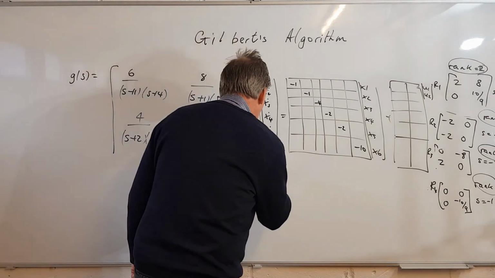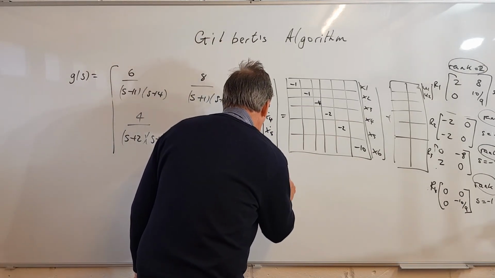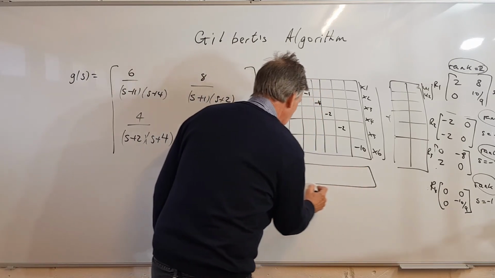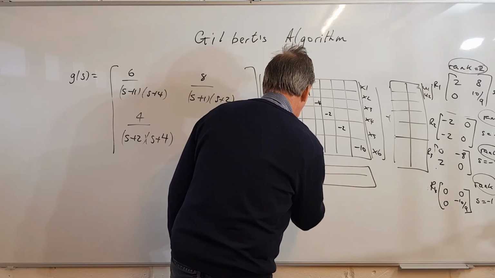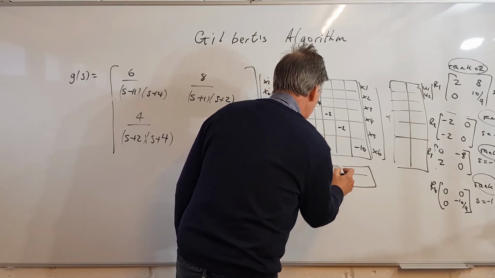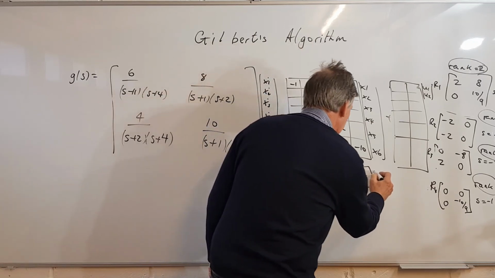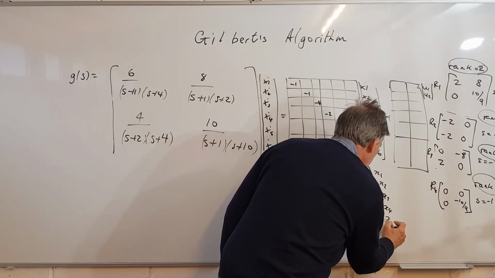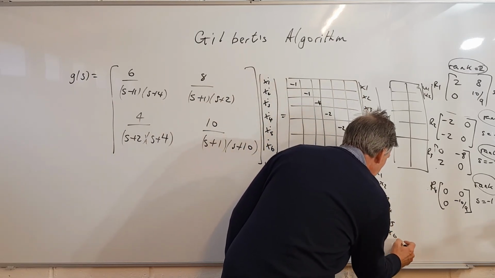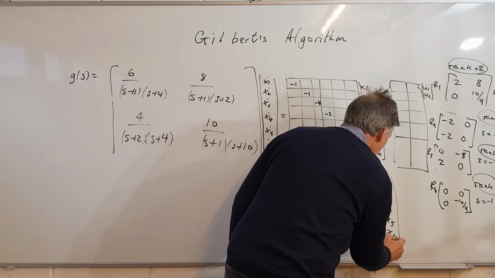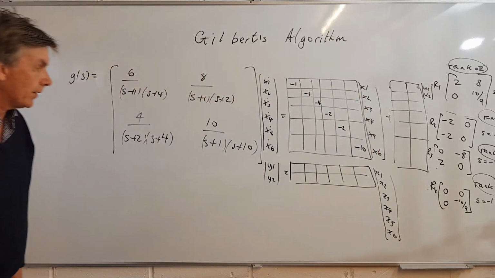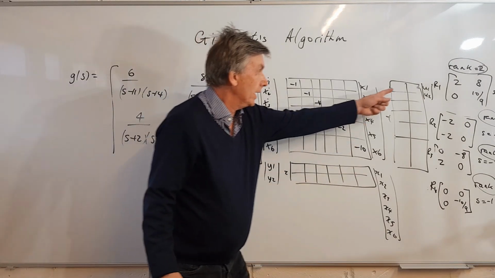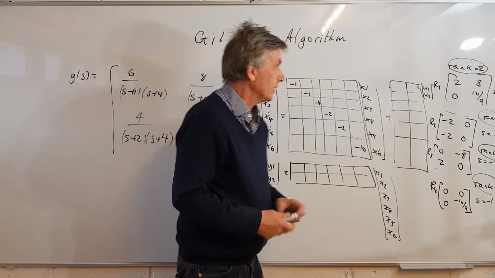We can then put in our Y1 and Y2 expression as well. It's going to be a 2 by 6, multiplied by x1, x2, x3, x4, x5, x6. And the remaining task now is to find the numbers that go in the C matrix and the B matrix.